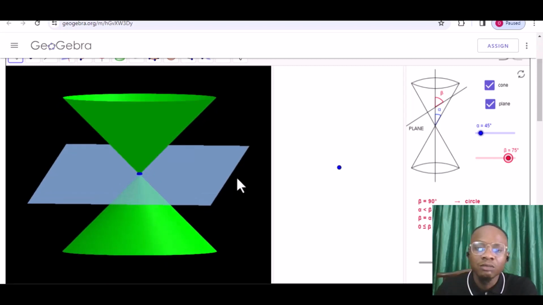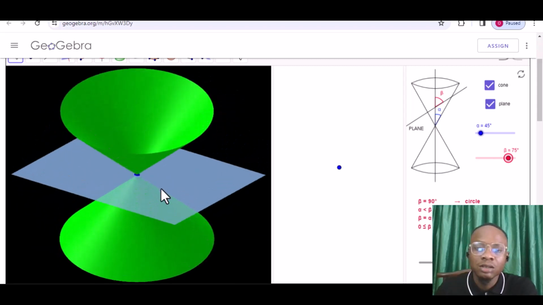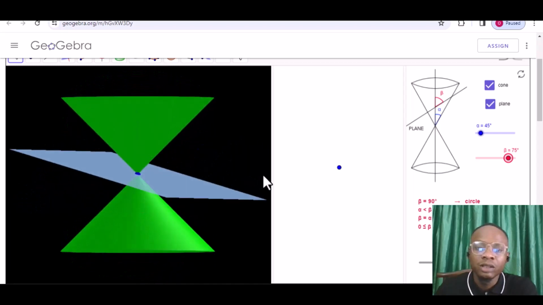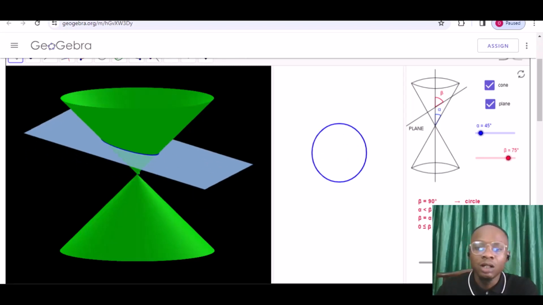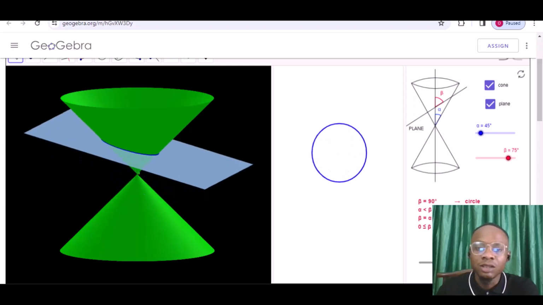Let's say that we position our plane like this. The way that we can easily visualize, yeah, I think it's better this way. Now, let's move this up or down. You can see what it forms here. This is not a circle any longer.